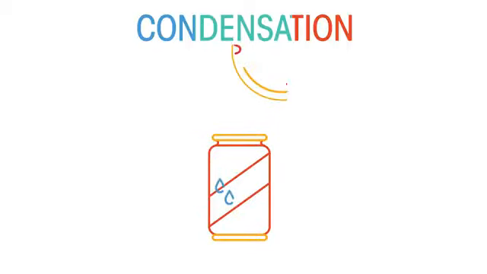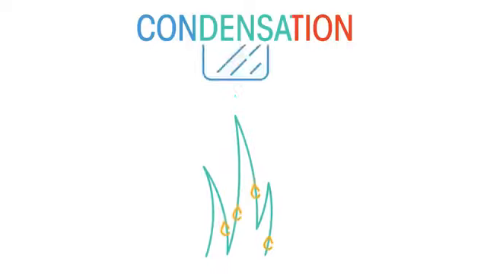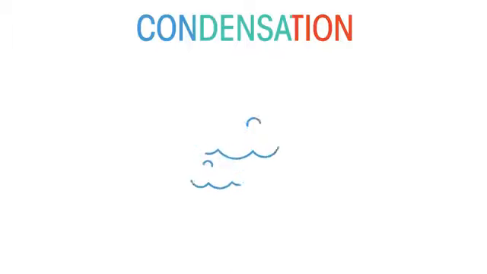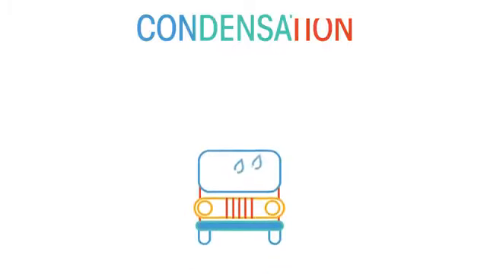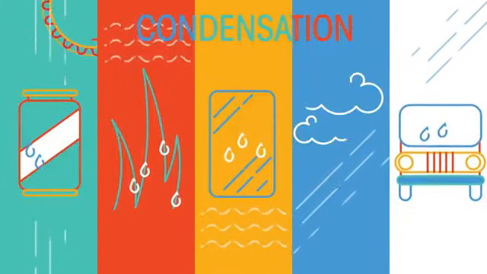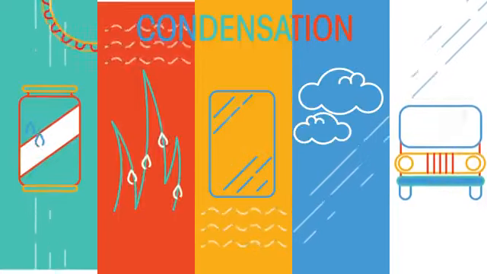Think of a cold can of soda on a hot day, those water droplets on the outside, or the dew on the grass in the morning, or the steamed up mirror after a hot bath, even the clouds in the sky, or a foggy windscreen in a car. These are all examples of condensation. Water vapor in the air has cooled down to form liquid droplets of water.